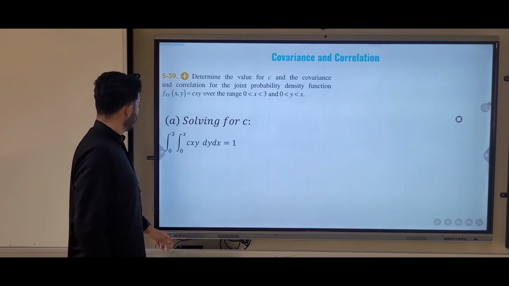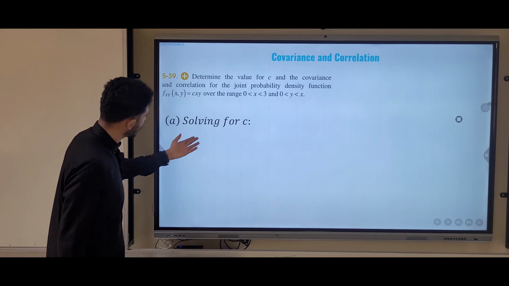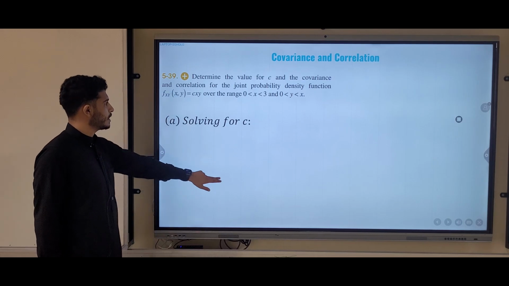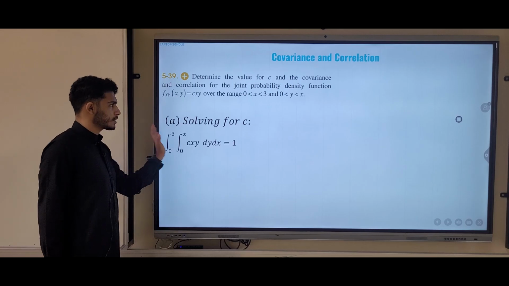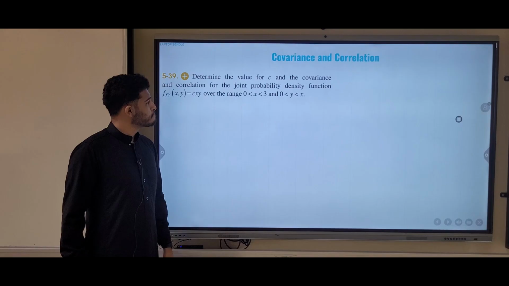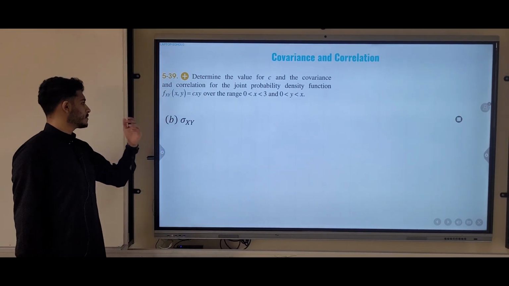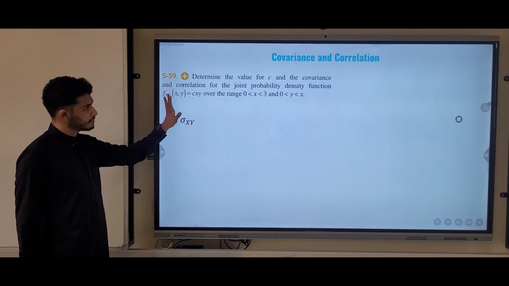So yeah, the way to do it: we are definitely first of all trying to solve for C. We have solved for C about 3 times now, so the procedure is quite the same. Integrate over the whole region, equate everything to 1, and you should end up with the value for C at the end. So moving forward, we're gonna find B, the covariance of x and y for this question.